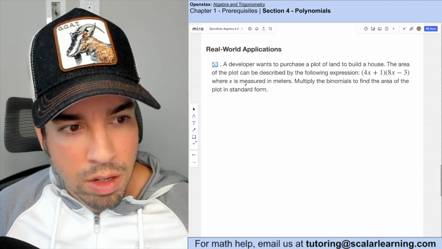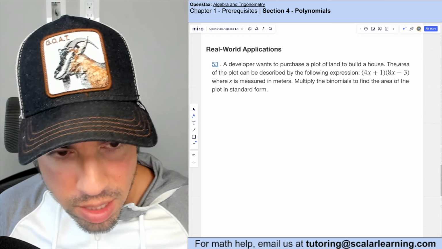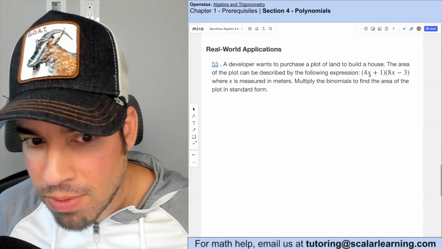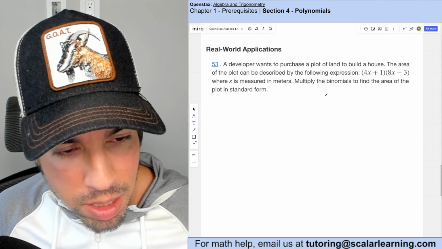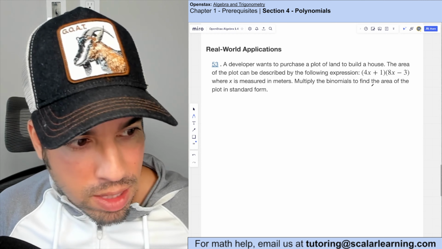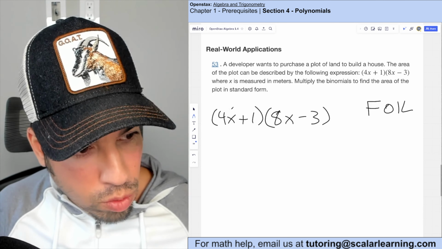Done. The developer wants to purchase a plot of land to build a house. The area of the plot can be described by the following expression: 4x plus 1 times 8x minus 3, where x is measured in meters. Multiply the binomials to find the area of the plot in standard form. So we're going to FOIL.